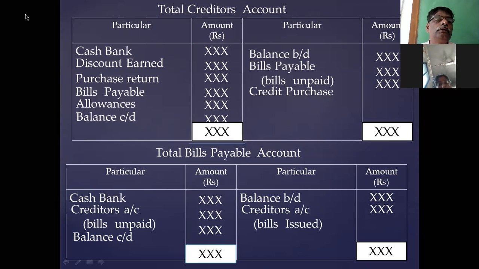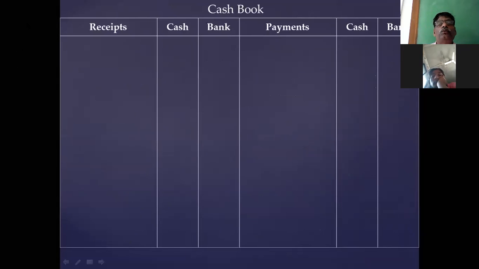This is called the total creditors account. Total creditors account and total bills payable account are to be prepared. Next is the cash book. You have to prepare the cash book based on the given information.